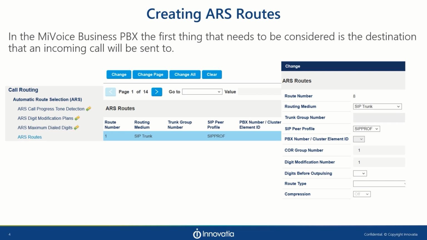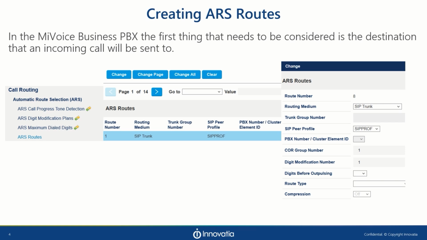Now, if we work our way down to the next field, we'll see trunk group number. We're going to stick a pin in this one for a moment and come back to it, as when you select the SIP trunk routing medium, the trunk group number is unable to be configured. So that's simply a specification that is needed for the SIP trunk routing medium.